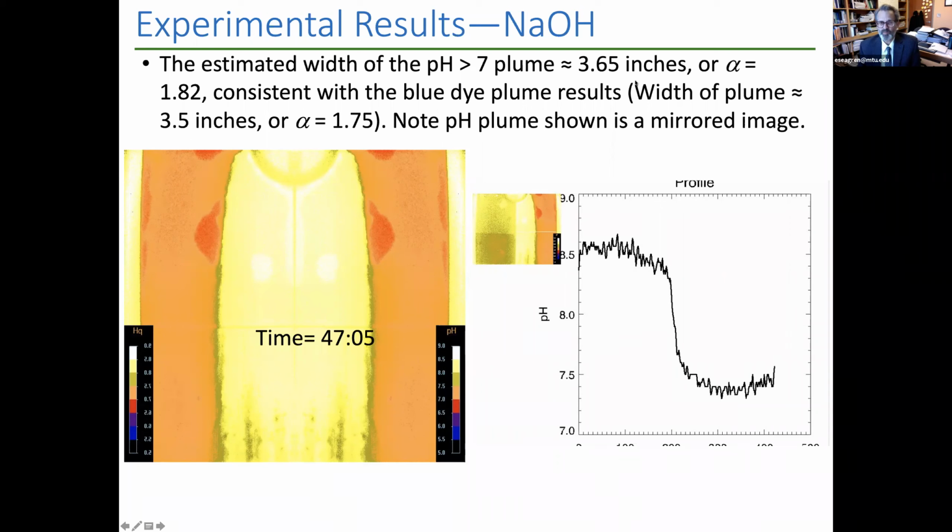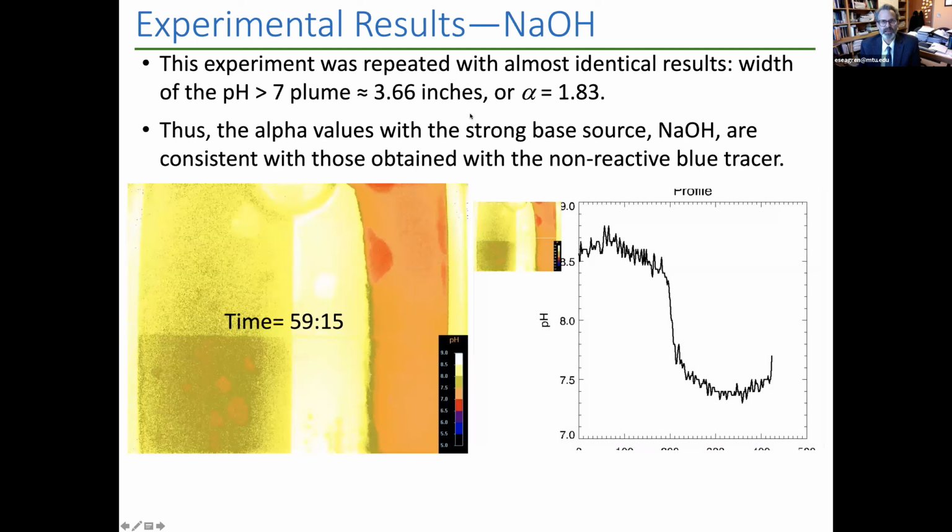we got a plume width of about 3.65 inches, alpha about 1.8, which is very similar to what we got with the blue dye, where we had, again, an alpha of about 1.8. So here we've made a mirror image so you can imagine what the complete plume would have looked like. And we repeated this experiment with almost identical results. Here you see the second experiment performed under these conditions, a very similar plume, about 3.66 inches in total width and an alpha of about 1.8.